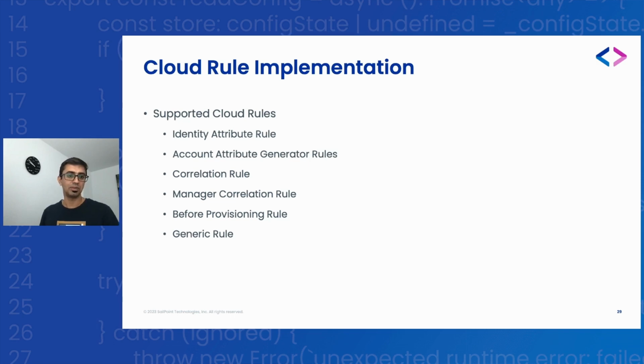During the termination flow, right? So we can achieve some of those through this before provision rule. And another is the generic rule. Again, the generic rule can be used in some other use cases, right? And the other is the integration rule, right?